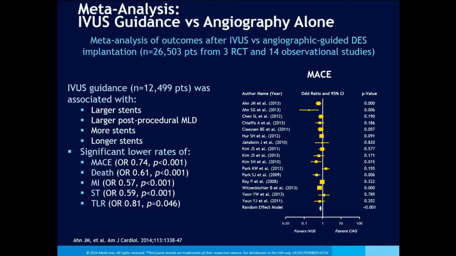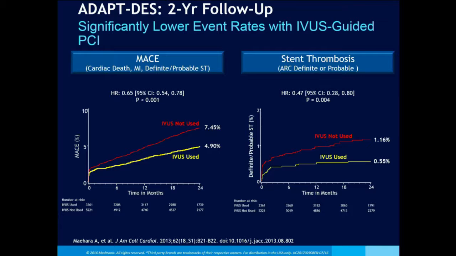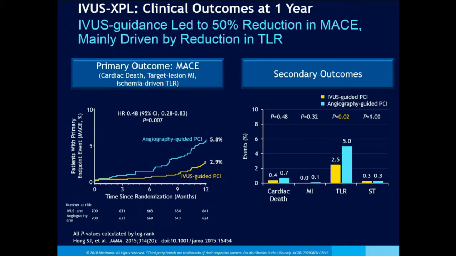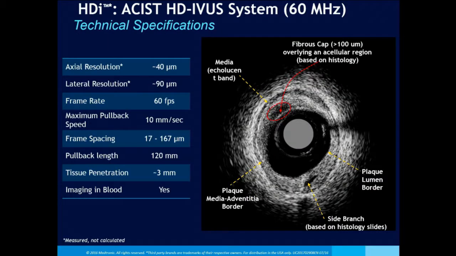What about moving on to IVUS? We know that IVUS is associated with significantly lower rates of MACE, death, MI, stent thrombosis, and target lesion revascularization across multiple studies, randomized and observational. The most recent observational study is the ADAPT-DES study, which showed that IVUS use was associated with a lower risk of MACE and stent thrombosis. And the most recent randomized study is the IVUS-XPL study, showing a reduced incidence of MACE as well as TLR.